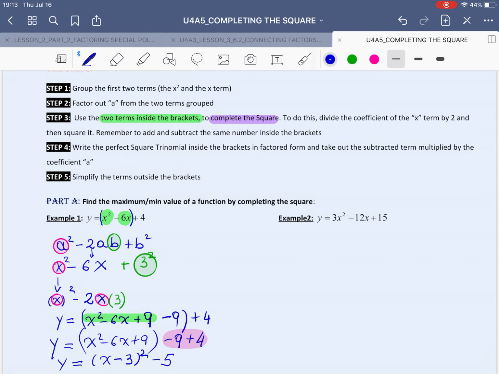Okay, now take another look at this equation. Is this vertex form? So we're going to say, well, it kind of looks like vertex form. a is 1, here is h of 3 and k of negative 5.